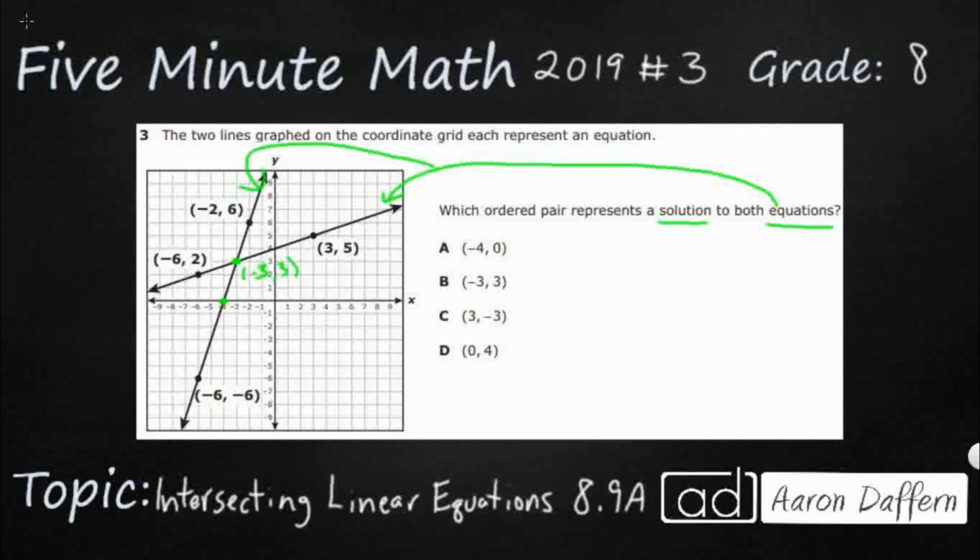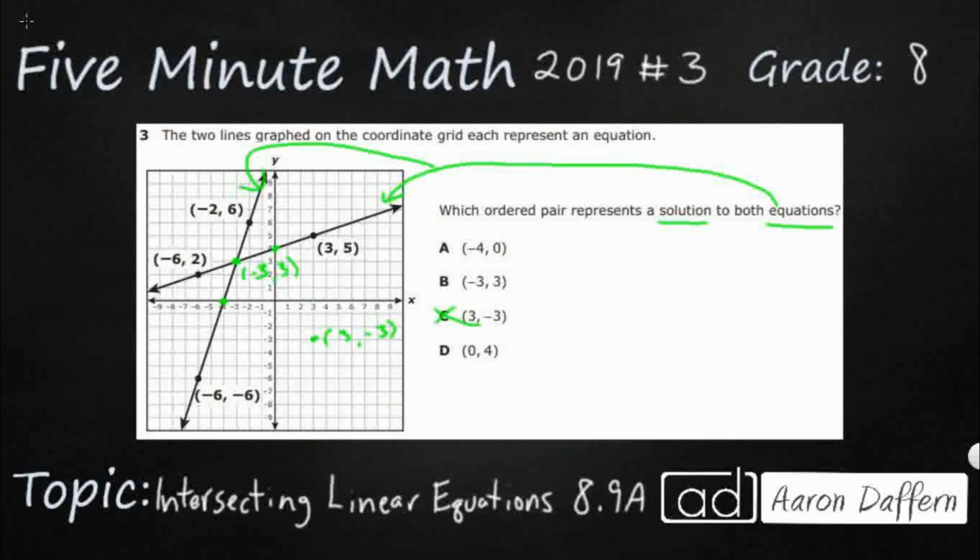That one's looking good. 3, -3. Okay, 3, -3. All they did was invert the x and the y, so that's not going to work. We've been doing plots on the coordinate graph since 5th grade, so we don't need to invert those. That's pretty simple. And then 0, 4. Okay, so that's on one of the lines, but not both. So we can at least get rid of that one.